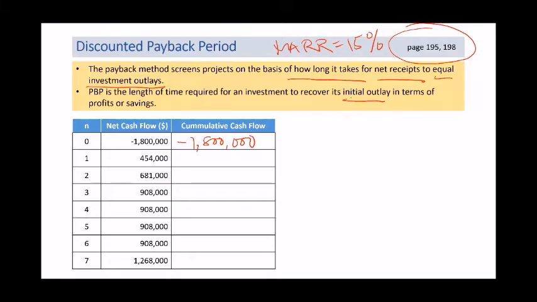Okay, so to compute for year 1, we have negative 1,800,000 multiplied by 1.15 plus this amount, 454. Okay, that is how to compute there.